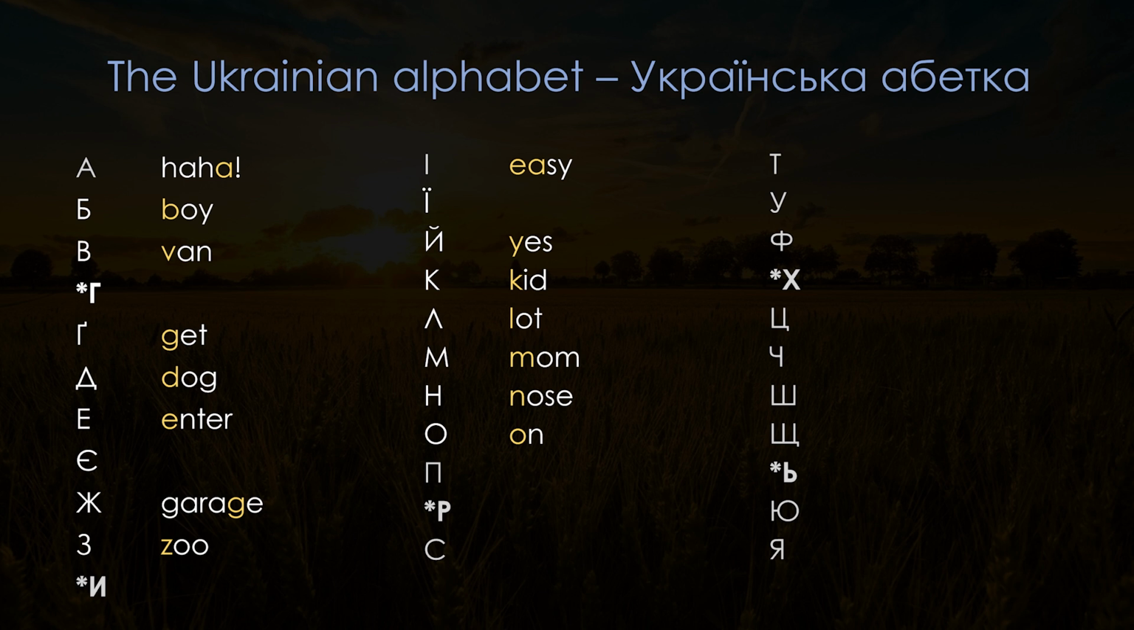O, like in on. P, like in play. S, like in sun. T, like in tad. U, like in group. F, like in fine. Sh, like in show. Now let's take all the letters we have just learned and put them in use.